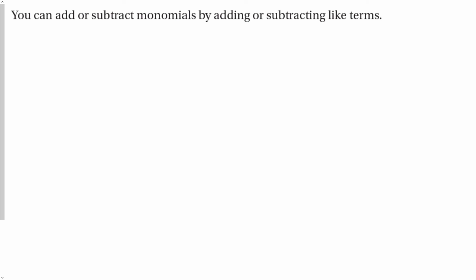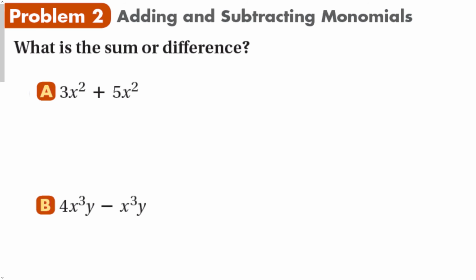Then we can add or subtract monomials by adding or subtracting like terms. As long as the variables are exactly the same, all of the variables, we can combine the coefficients, so the sum or the difference. We first look and see, are these two like terms? They're both x squared, so they are like terms. So 3x squared and 5x squared give me 8x squared.